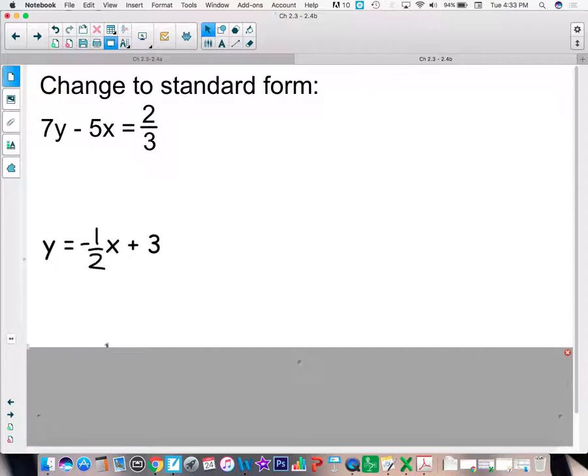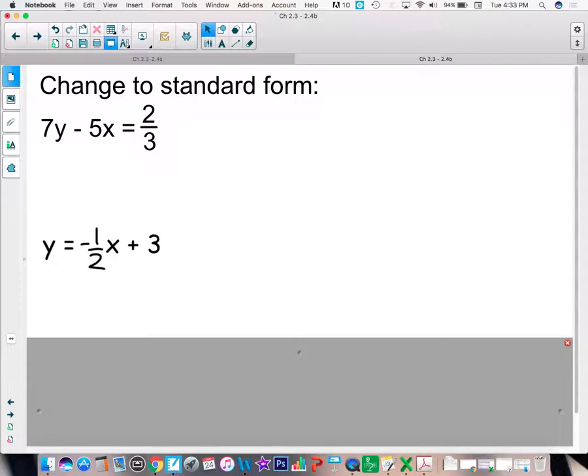So go ahead and write these two examples down. If you could pause the video, everybody writes those down. We're going to change these two to standard form.